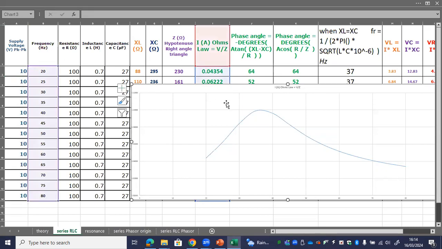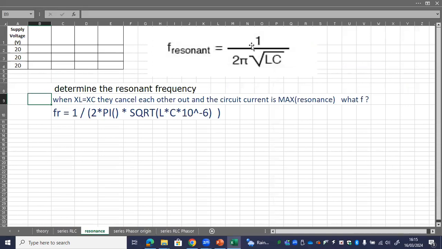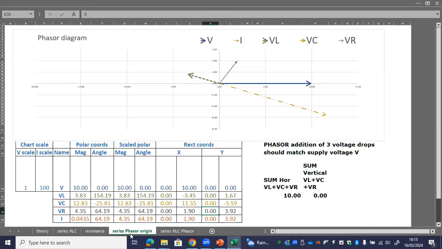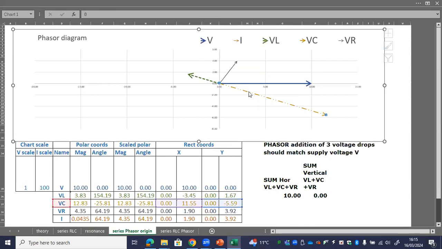And what we can see in the graph is we're plotting current against the horizontal, which is frequency, and we get a peak in current at a particular resonant frequency, which is determined by this equation here. If we generate a phasor diagram with the phasor lines starting from the origin, what we can see here is we've got VR there, we have got VC there, and what we've got there is VL.